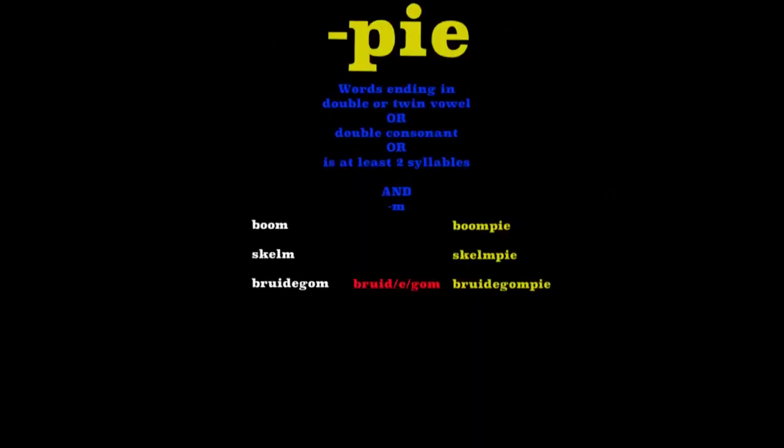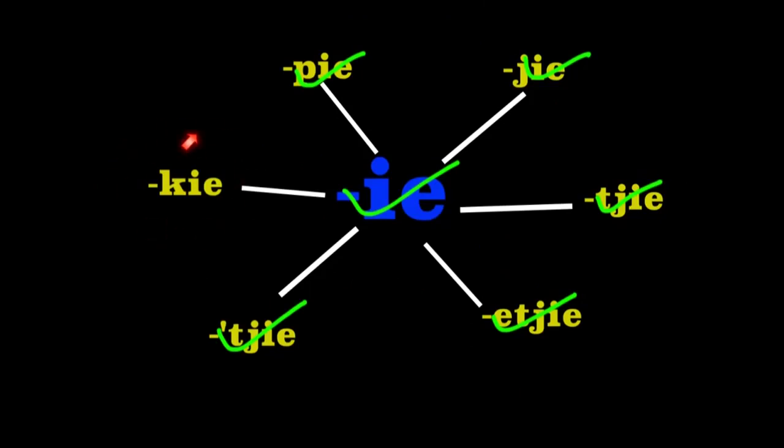Dealing with P first, or pi, depending on how you want to pronounce it. Pi is going to apply to words that end in M, okay? But they have to end in either a double or a twin vowel, or a double consonant, or at least be 2 syllables. So boom, for example, contains our twin vowel. Scallum ends in the double consonant, and breidegom is at least 2 syllables. A word that doesn't end in M will not ever get a PIE. So boom becomes boompie, scallum becomes scallumpie, and breidegom becomes breidegompie, which I think is very funny because I think it sounds like grumpy. So now we are just left to deal with ki.